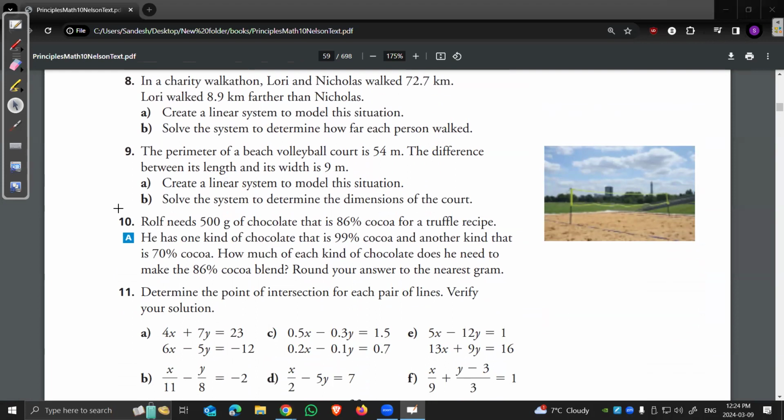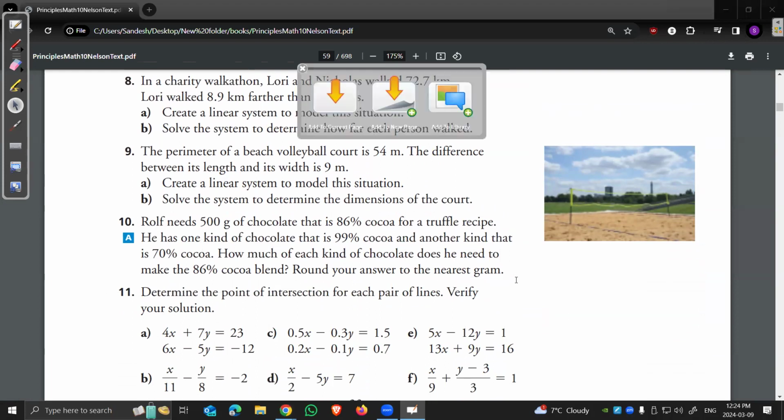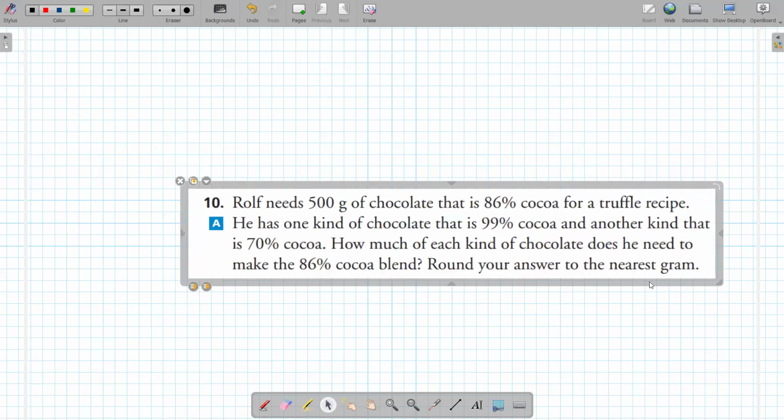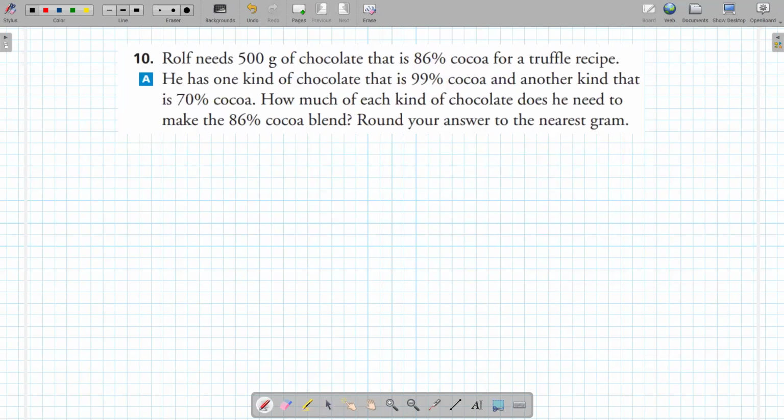Here is a percent question. Again, there's just a little bit of a trick here. If you know the trick, then you're good to go. All right, so there's going to be a system of equations here. The goal is to find the two types of chocolates. He has a 99%, that's one type. The second type is 70%. What are our two equations?